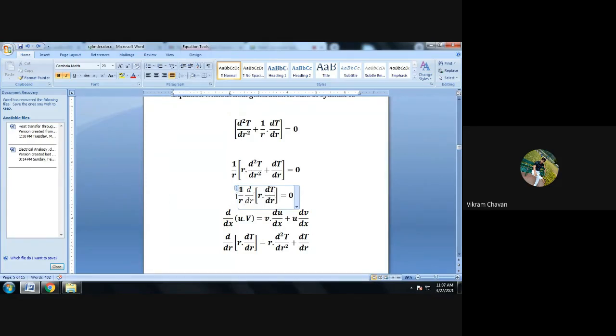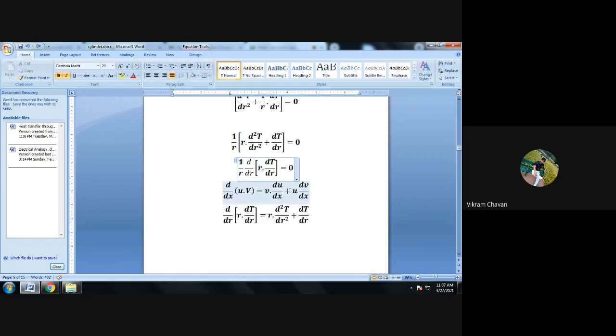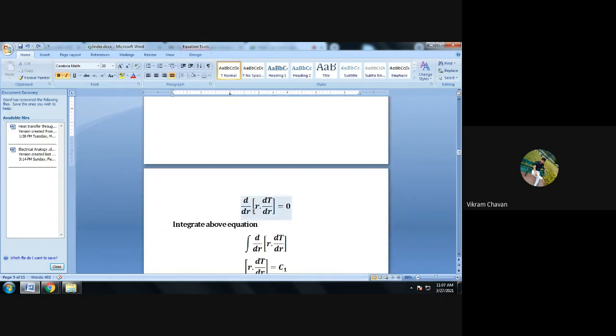Now when you shift this 1 upon r or r to the other side, 0 multiplied by r will become 0. So we will get the equation as d divided by dr multiplied by r, differential of r multiplied by dt divided by dr with respect to r, is equal to 0. Now we have to integrate this equation.